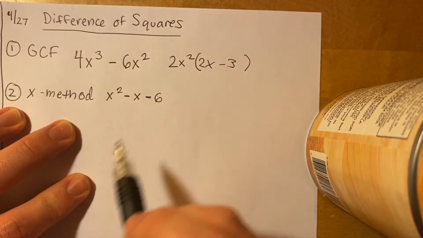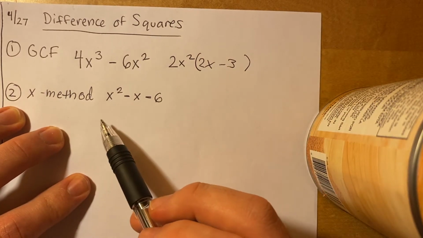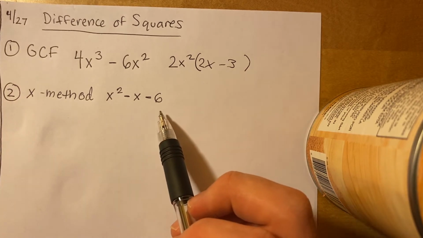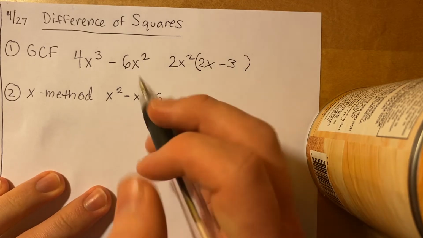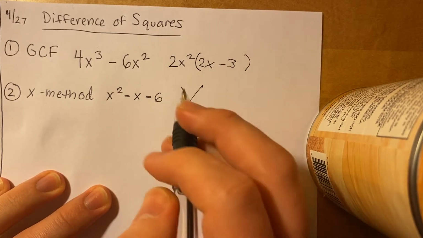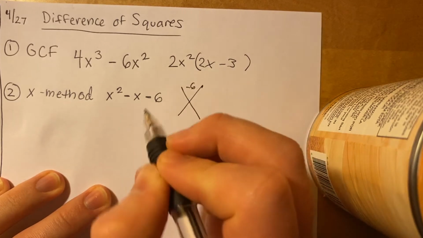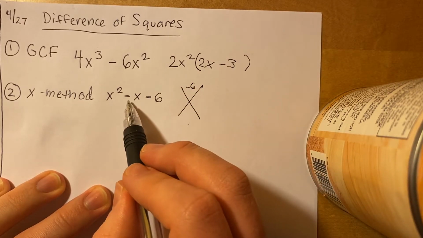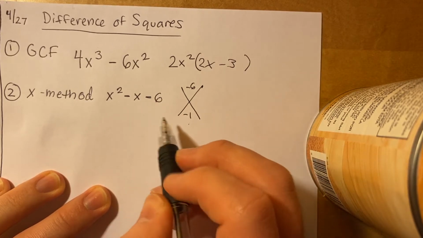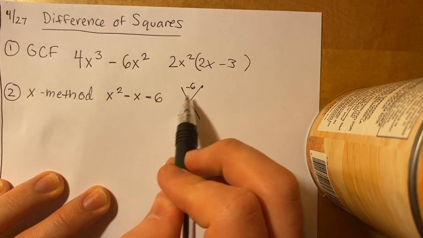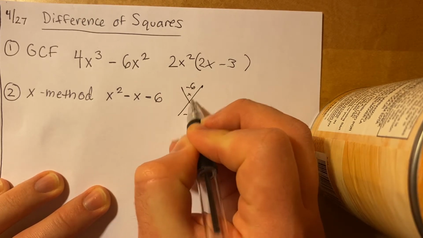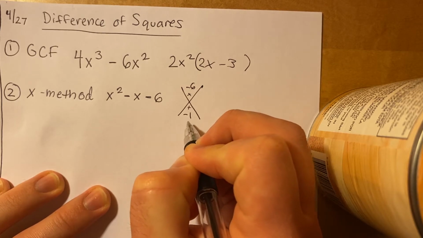So that's GCF. The next thing we learned about was the x method of factoring when you have these three terms right here. So I'm going to make my x, and remember that I put the number at the end at the top, so that's going to be negative 6, and I'm going to put the number in the middle. In this case we have no number, but we know that's a negative 1. So then I have to figure out two numbers that multiply together to equal negative 6, and I need two numbers that when added together they equal negative 1.